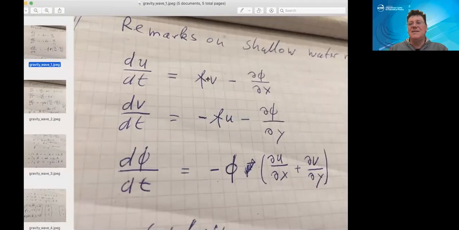Can you see these notes here? Yes, nice handwritten.